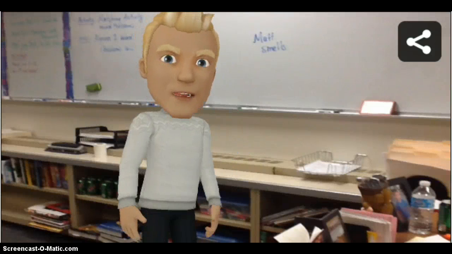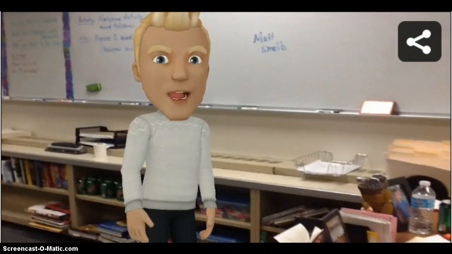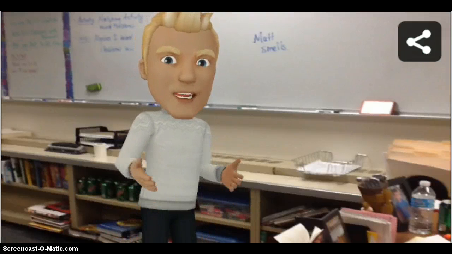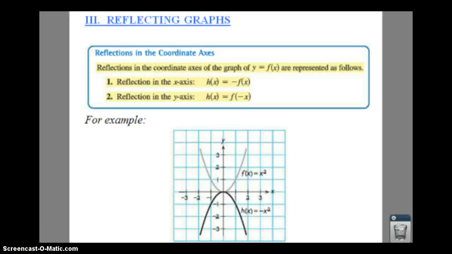So Mr. Klein, how are we supposed to know if it reflects over the x-axis or reflects over the y-axis? Great question, student. Well, how do you tell if something reflects over the x or the y-axis?